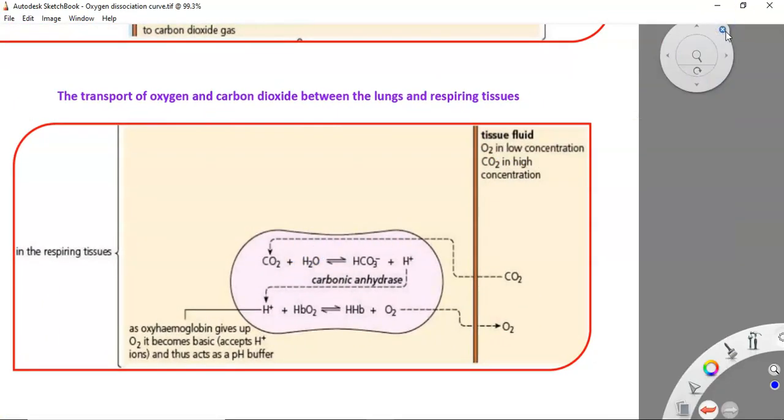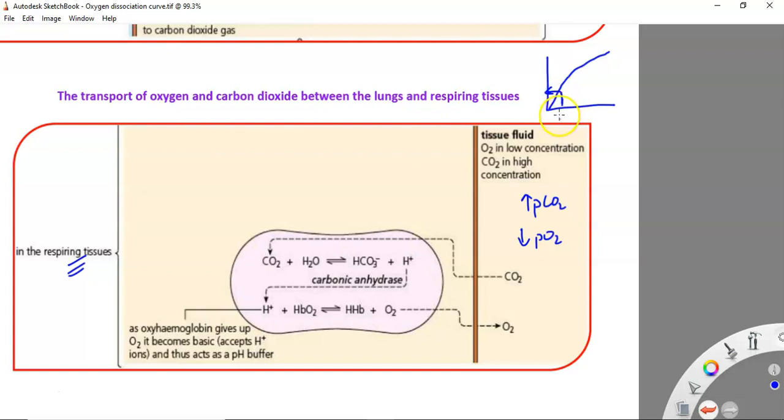Likewise, let's look at the last example, the reverse of this process. Look here, the reverse happens. Let's say you are in the respiring tissue. Respiration is happening, and a lot of carbon dioxide is produced. So in this condition, you have a high partial pressure of carbon dioxide and a low partial pressure of oxygen. If you look on the curve, we are like here, at a low partial pressure of oxygen, and on top of this you have a high partial pressure of carbon dioxide. The Bohr effect causes the hemoglobin to release its oxygen.